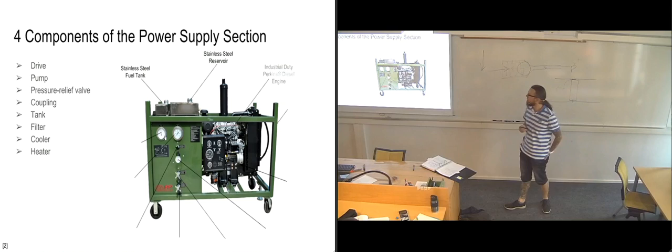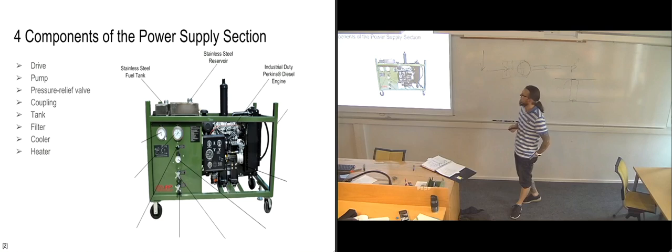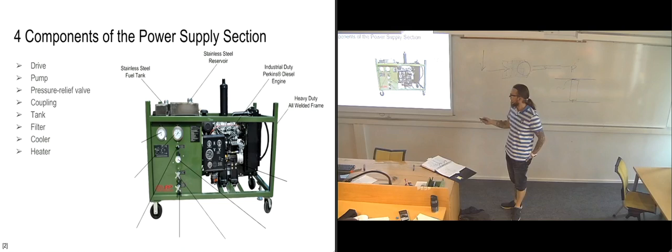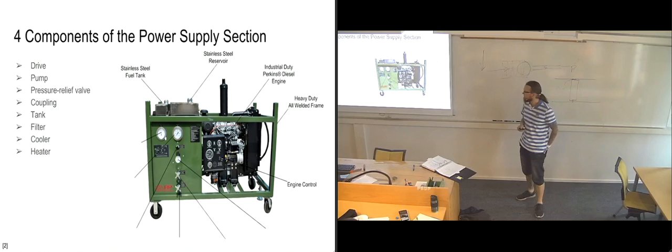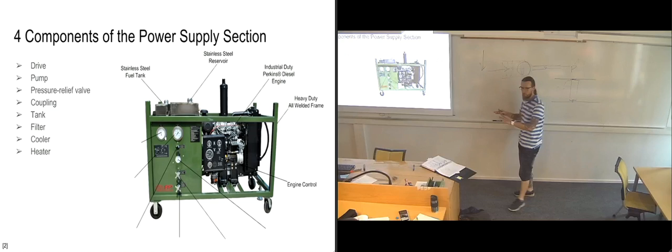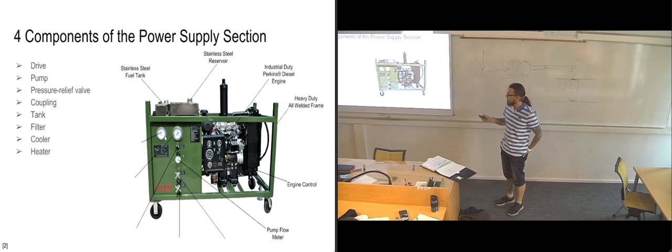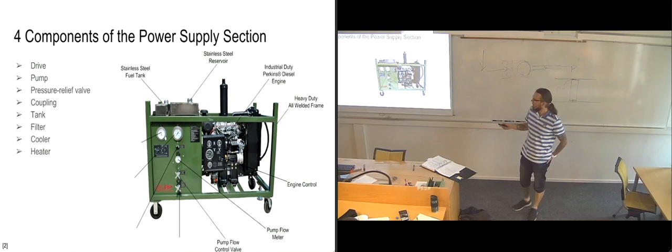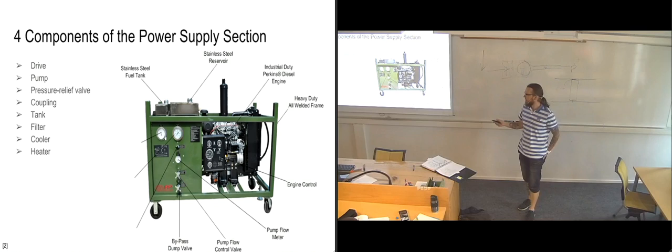And there's a Perkins diesel engine. So it was diesel, it wasn't gasoline on this one. And you have this all welded frame that's holding everything together. You have engine controls. So you need to be able to control your engine to put it at the correct RPMs and everything to run your system correctly. You have a pump flow meter, so it checks how much hydraulic fluid the pump is delivering. And you have a control valve for the pump. And you have a bypass dump valve.